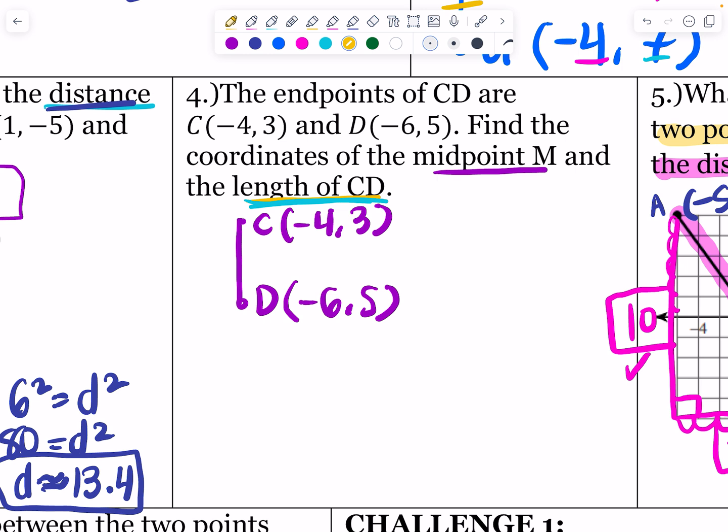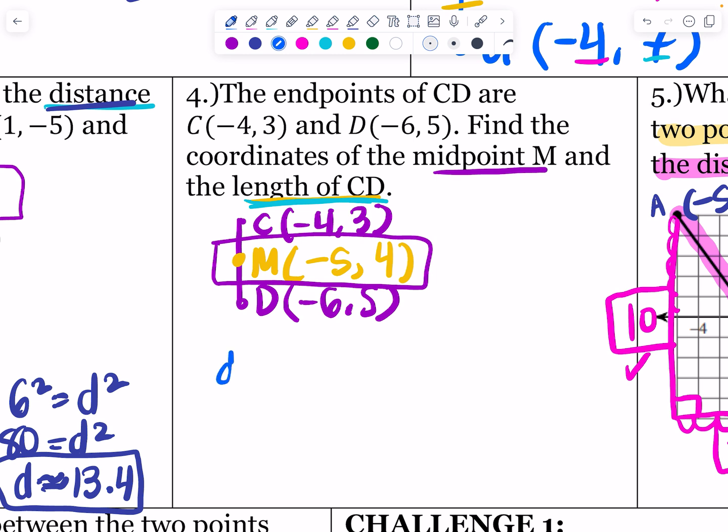So if we want to find the middle, the midpoint, it's going to be the middle of -4 and -6. You could add those together and divide by 2. We know that's going to be -5. And then what is the middle of 3 and 5? This one's a little bit easier. That's going to be 4. And so here are the coordinates of my midpoint. Again, those can be negative because those are just coordinates, x, y coordinate pairs.